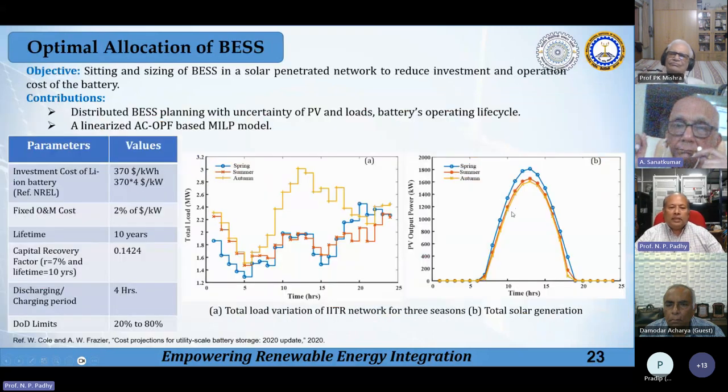So what we have done, basically, we have tried to understand how the load keeps on varying. From the left hand side diagram, you can see spring, summer, and autumn. So this is my 24 hours load characteristic, and these are my 24 hours PV characteristics. And as you can see, the PV characteristic peak is not necessarily the peak of my load characteristic, excluding autumn.